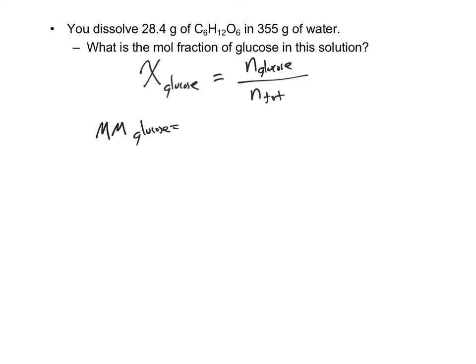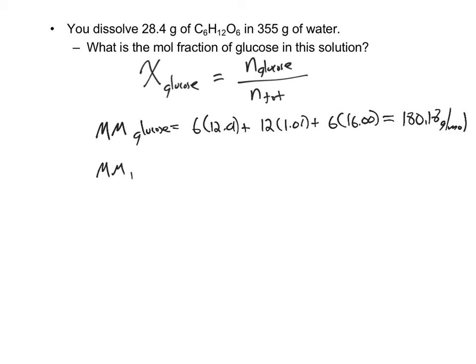So the molar mass of glucose, I have 6 carbons, 12 hydrogens, 6 oxygens, and I get 180.18 grams per mole. I need the molar mass of water. Now, we use water enough, you may already have that memorized, but I'll go ahead and show it anyway. The molar mass of water, 2 hydrogens, 1 oxygen, 18.02 grams per mole.